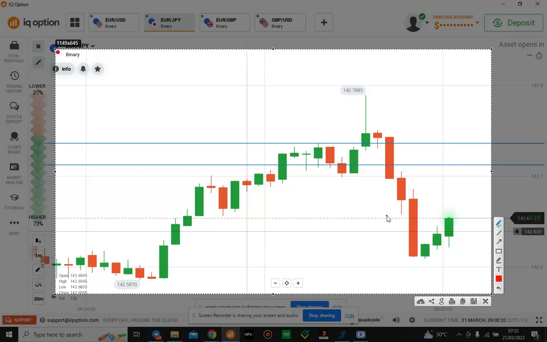But when the price came back up from this point, the buyers started pushing the price up to this level, and sellers rejected them, which means that the sellers that are here are now here. So they are able to move from here to here. That is why the market went down.